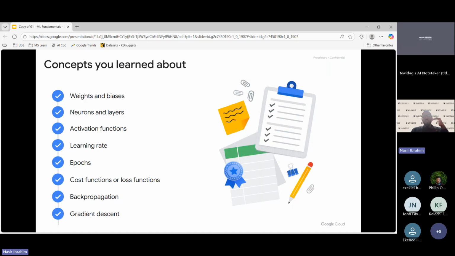Okay, so just to recap on the concepts that we have seen: the weights and the biases. We looked at what neurons are and the layers, and you can have any number of hidden layers and any number of neurons in the hidden layers. But of course, with the understanding that the higher the number of layers and the higher the number of neurons that you have, the more complex your network is going to be, and the more time it will take to train that network.